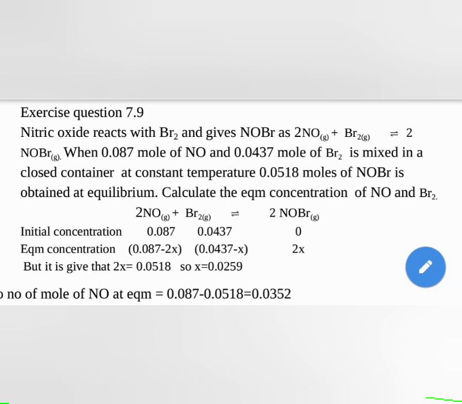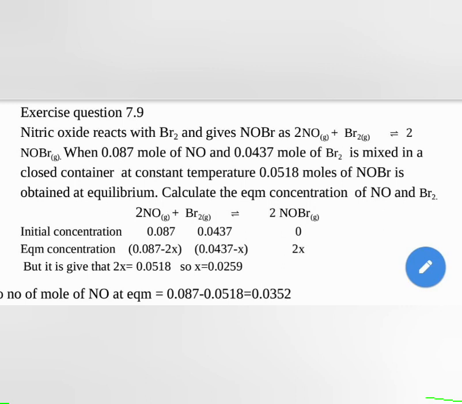Product will be taken as 2x. Again, the stoichiometric coefficient in that case also will be equal to 2. So you are supposed to take 2x. And in the question we can say that the number of moles of NOBr is taken as one value, and at equilibrium.